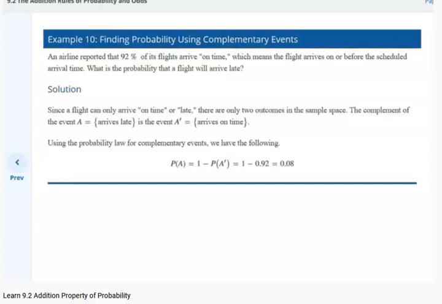So now for example 10, I think which illustrates it very well. Here, an airport says that its flights are on time 92% of the time. So what would be the complement of that? Well, you would have the whole, subtract 92 from it, and then that would give you its complement. That is, 8% of the time, they're not on time.